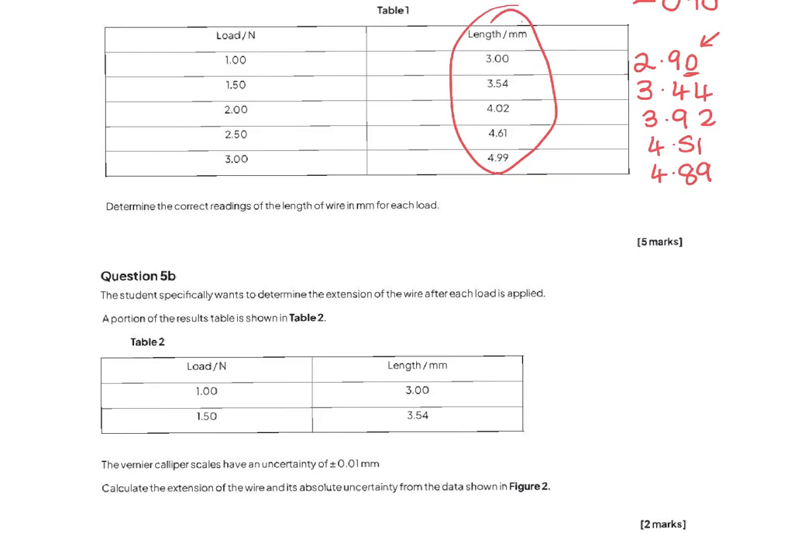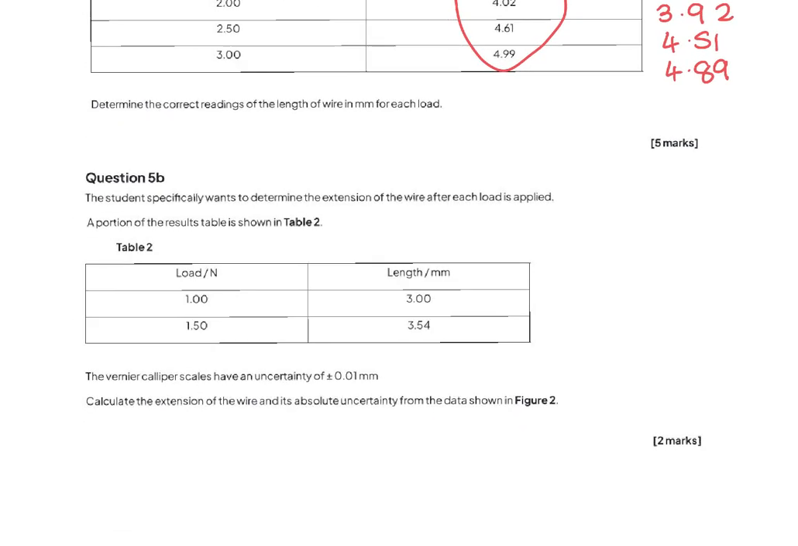Okay, question 5b. A student wants to measure the extension. A proportion of the results table is shown in table 2. The vernier caliper scales have an uncertainty of 0.1 millimeter. Calculate the extension of the wire and its absolute uncertainty from the data shown below. So the extension of a wire is going to be how much it changes. So we'll do 3.54, take away 3.00. So that's going to be 0.54 millimeters. So that is our extension.